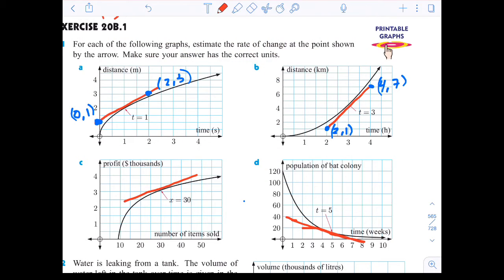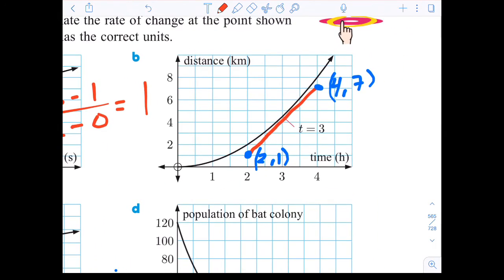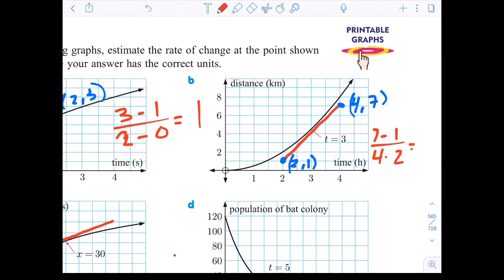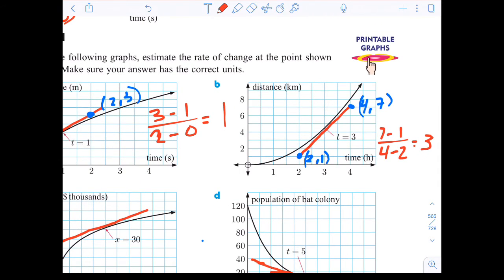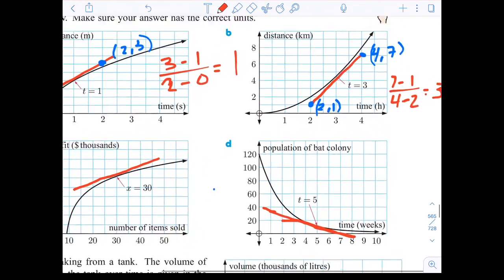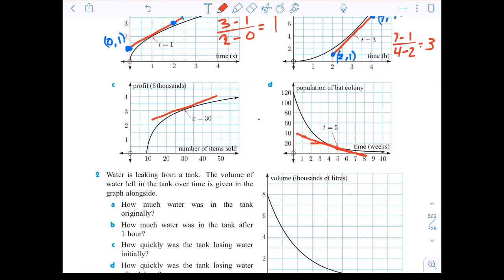So for A over here on the left, 3 take away 1 over 2 take away 0. We would end up with a rate of change of 1 in this case. So right at t is equal to 1, we should have a rate of change or a speed of 1 meter per second. Same goes over here. When I'm finding my slope, it would be 7 take away 1 all over 4 take away 2. In this case we would get 3. So that means 3 kilometers per hour, because we're using a different unit in this case. Same for the ones that are down below. We just find points that are on the line.